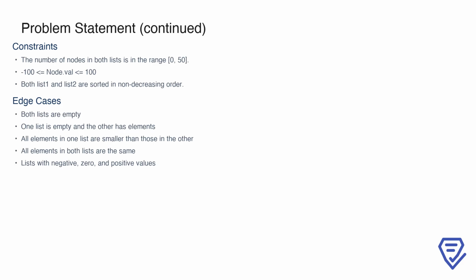Let's continue by examining the constraints and important edge cases for LeetCode problem number 21. Both input lists can have up to 50 nodes each, and each node value ranges from -100 up to 100. Both lists are already sorted in non-decreasing order, which is a key property we can leverage in our solution.